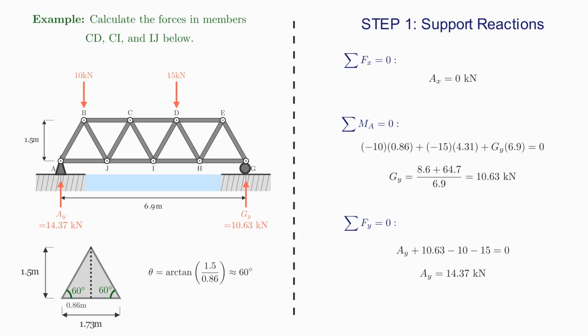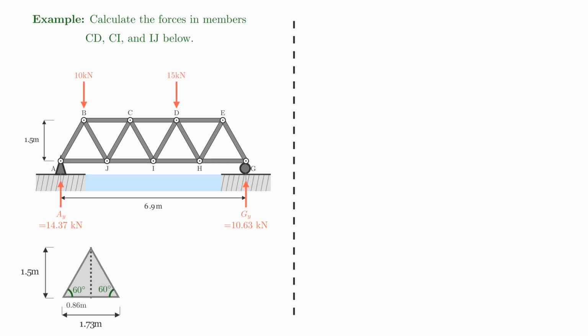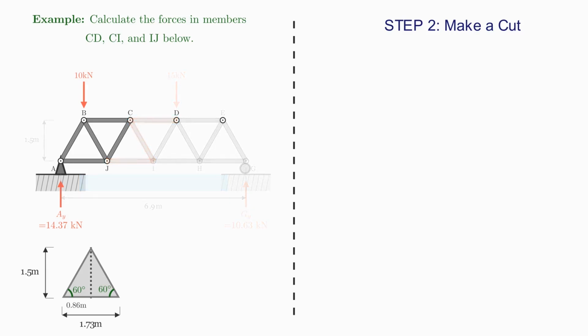So for the method of sections, I'm now ready to make my cut. I'm going to make my cut all the way through the truss, through those three members, CD, CI, and IJ. I'm imagining I'm slicing through the structure into two separate parts. So I'm isolating the left side of the truss, and I replace the cut members with forces acting at the cut.